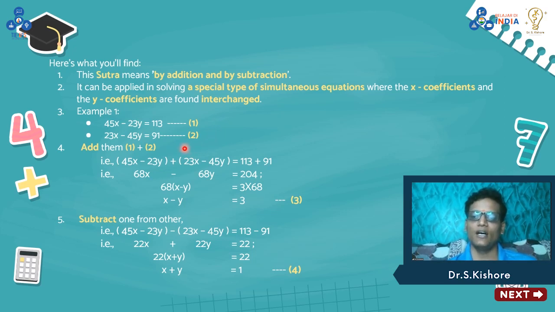So what I am doing now, I am adding equation 1 and 2. So 45x minus 23y, this is related to the first equation. Second equation what we are having, 23x minus 45y. Am I right? In the first equation we have 45x minus 23y. In the second equation we have 23x minus 45y. So I am adding both of them. So I have added both of them. Right hand side also I have 2 numbers.